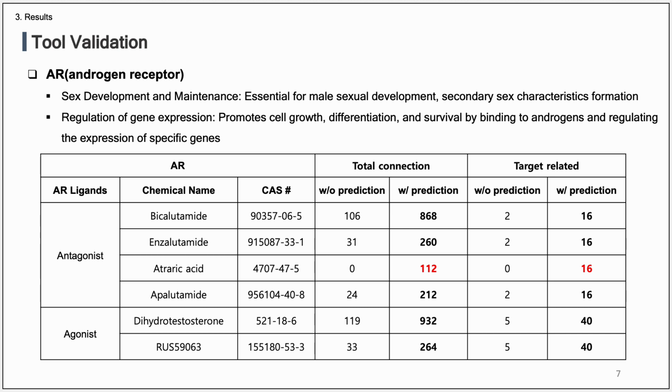When all ligands are with prediction, the total connections are significantly increased and more AOP biological events related to androgen receptors are presented. In particular, in the case of arctic acid, no relationship with the androgen receptor could be found when only the existing public database was used, but a relationship could be seen when the AOP Network Box was used.